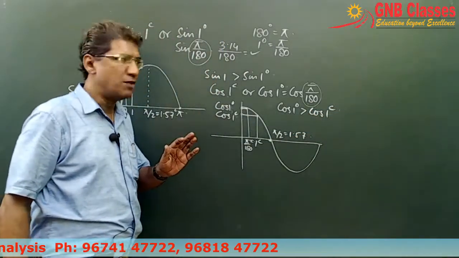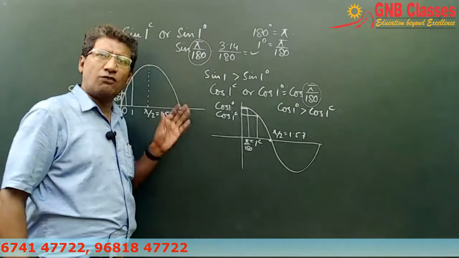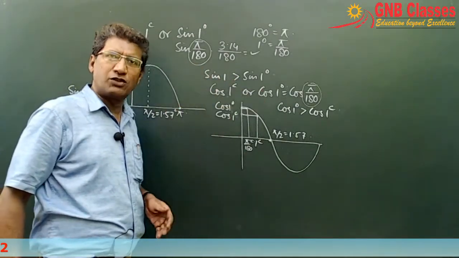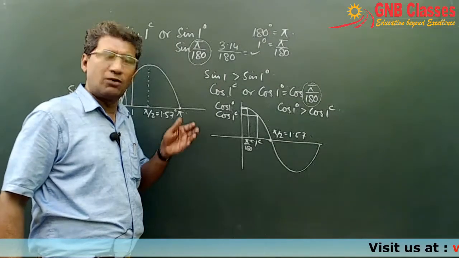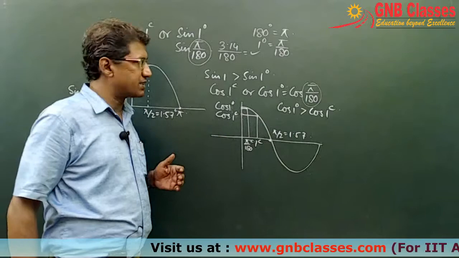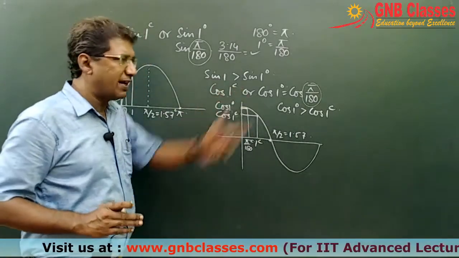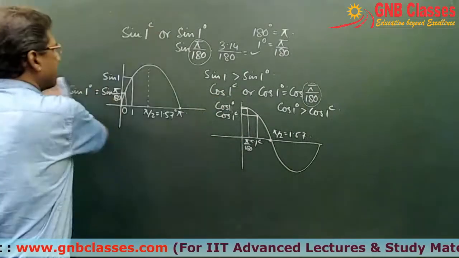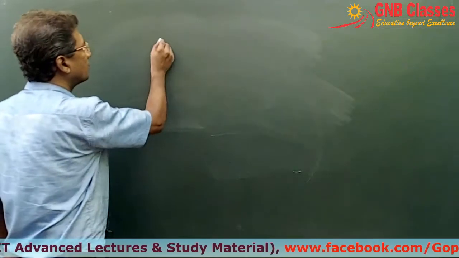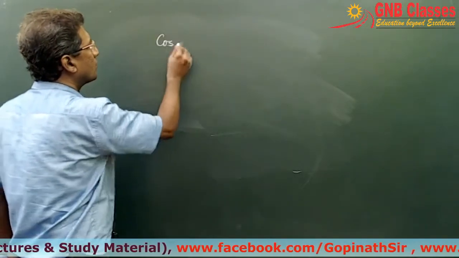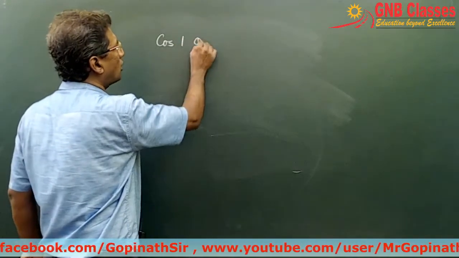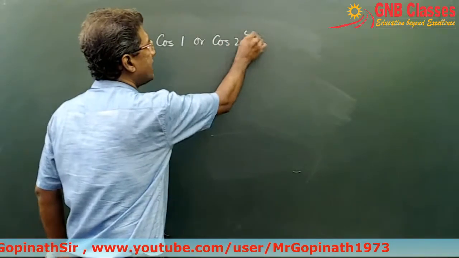Is it clear to all of you? So these are the applications of your trigonometric graphs. Again, a beautiful application of trigonometric graphs will be there in our next chapter, which is called trigonometric equations. Have you understood this? We can take another example also. Suppose I tell you, which one is greater, cos 1 radian or cos 2 radian?